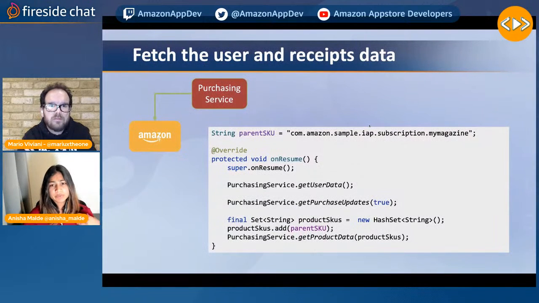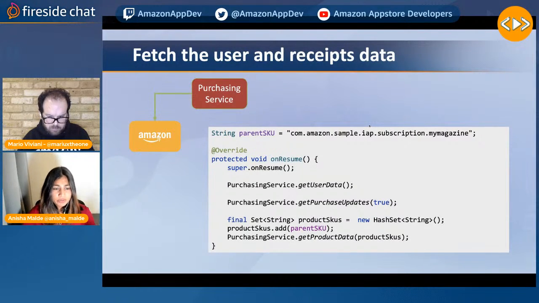The next step that we would have to implement is to fetch the user and receipts data. To do this, we use methods in the purchasing service class, which is used to retrieve various types of information, make purchases, and notify Amazon about the fulfillment of a purchase. We define 3 methods in the onResume, and we call these 3 methods in that onResume. The purchasing service is what will talk to Amazon. What we want is to get user data, to get purchase updates, and to get product data.